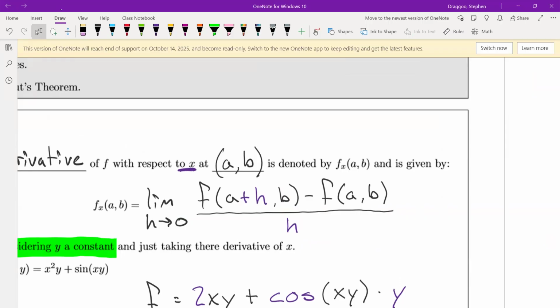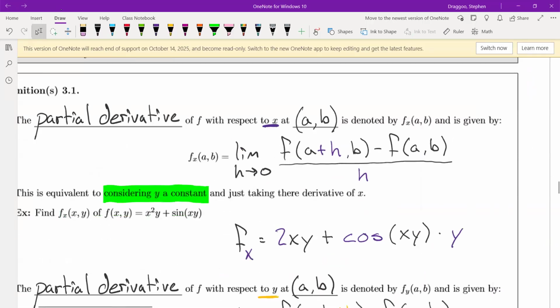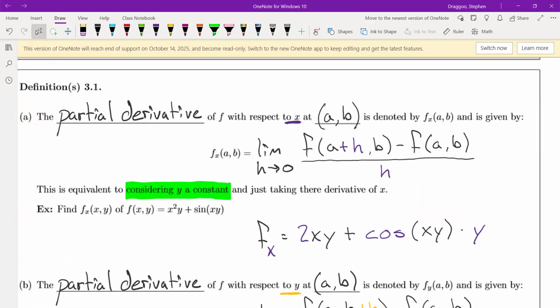Effectively, a partial derivative is just taking a derivative of a multivariable function with respect to only one variable at a time. So if my function is x squared y plus sine of xy, and I want the x partial, or the partial derivative with respect to x, I'm just going to treat y like it's a constant and then just take a derivative. So you can see here in the example that I've worked out, I've got 2xy plus cosine of xy times y, because that's what I'd get from my chain rule. Right, so just pretend y is a constant and take a derivative of that function as if it's just a function of x.